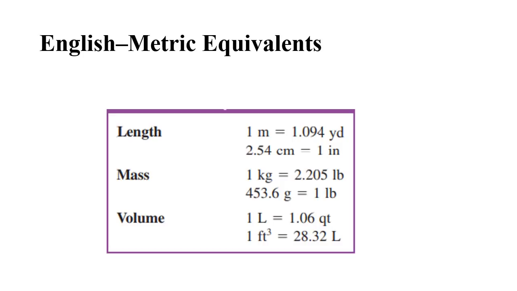Some English to metric equivalents are important definitions to understand in order to solve dimensional analysis problems. Examples: 1 meter equals 1.094 yards, 1 inch is 2.54 centimeters, and the other definitions that you'll find quite useful in your problem solving skills.